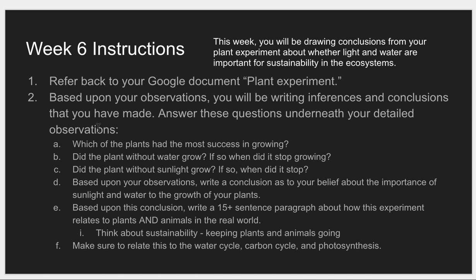The first thing I want you to do, in your week 6 instructions here, is go back to that initial plant experiment where you were comparing how a plant grows with sunlight and without sunlight, and also with water and without water. And what I want you to do is write some detailed observations. So you've gone through the experiment, you've done that for 4 weeks, but now I want you to answer these following questions here. So make sure that you describe which of the plants had the most success in growing. Did the plant with water grow? When did it stop? Did the plant with sunlight grow?